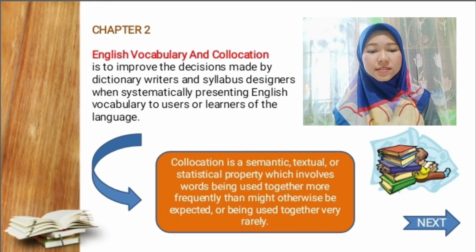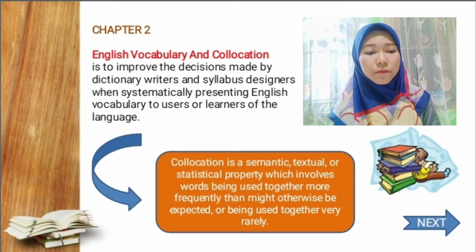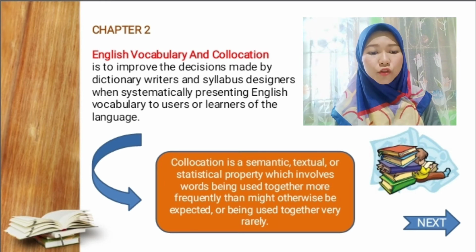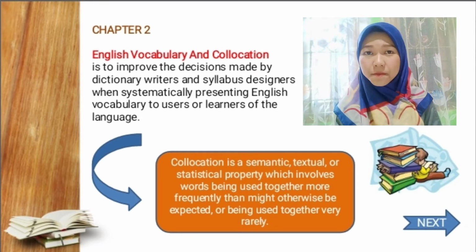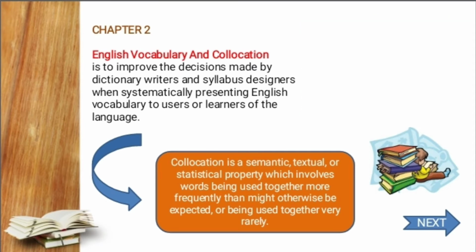Next, discuss English vocabulary and collocation. One goal of applied linguistics is to improve decisions made by dictionary writers and syllabus designers when systematically presenting English vocabulary to users or learners of the language. Collocation is a semantic, textual, or statistical property which involves words being used together more frequently than might otherwise be expected, or being used together very rarely.